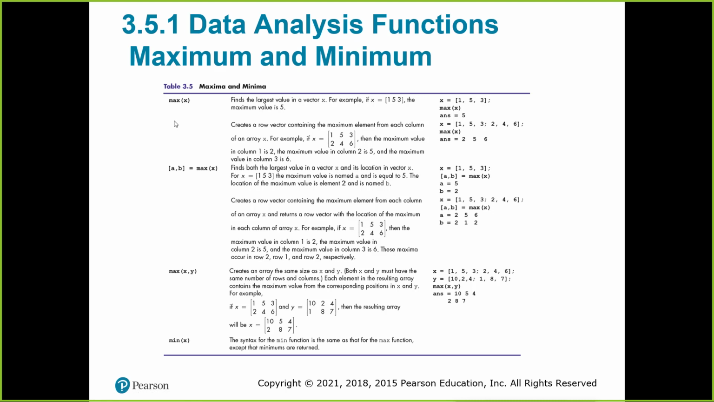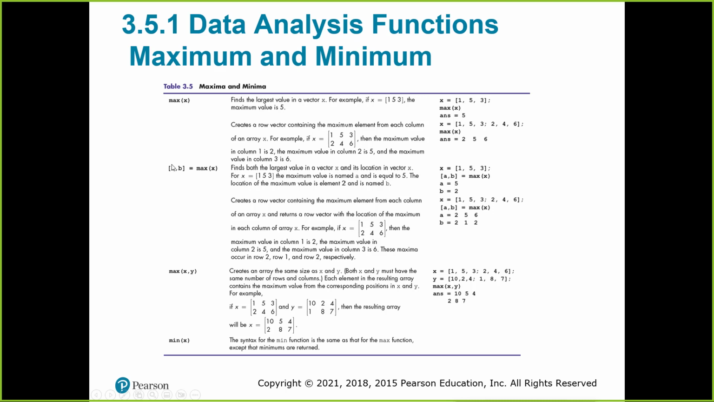So if x is a vector, a single line vector, a single row or single column, it'll return the maximum value of that. But if it's a matrix, it'll return a vector that is the maximum of each column. So like here, if x was this, it returned 2, 5, and 6 because the maximum is 2, 5, and 6. Okay. Now if you assign the output of max, min, standard deviation, variance, a lot of the statistical analysis functions to two variables, the first one will be the same as just assigning max.